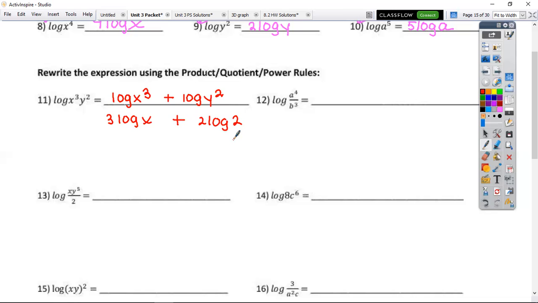Number 12, I have instead a quotient. I think it's helpful to deal with that first. So I'm going to split this into the log of a to the 4th minus the log of b to the 3rd first. And then I'm going to drop both powers down in front. So 4 log of a minus 3 log of b.